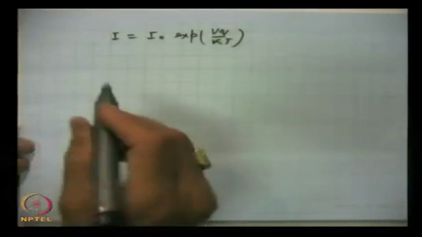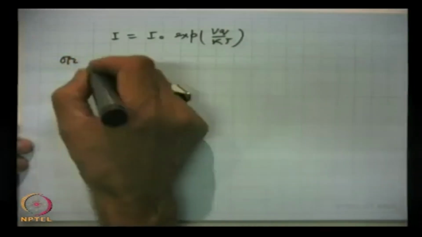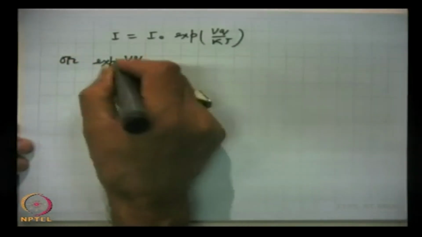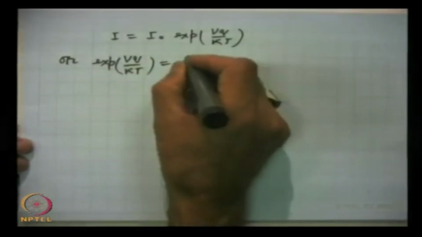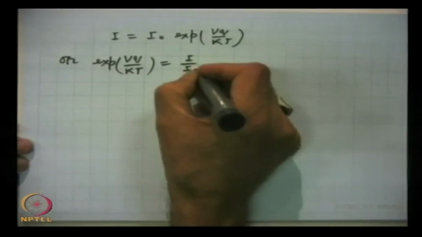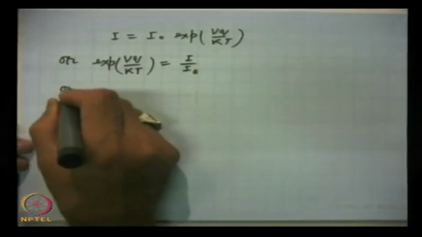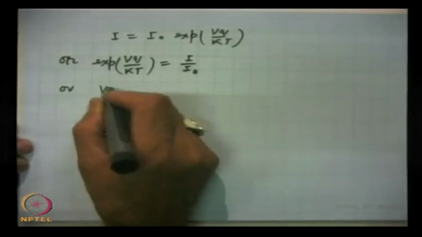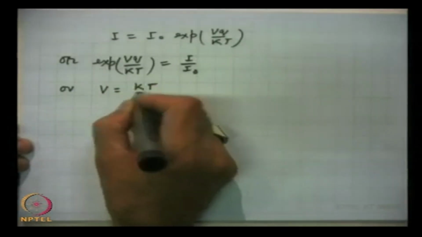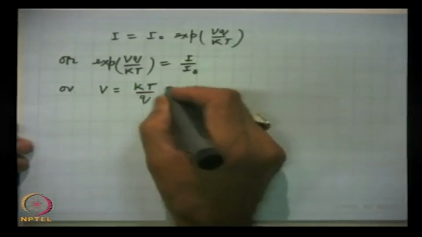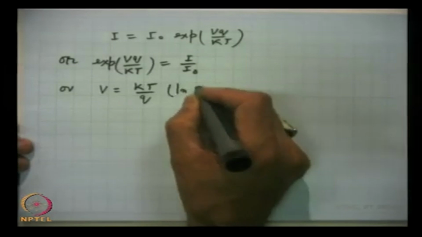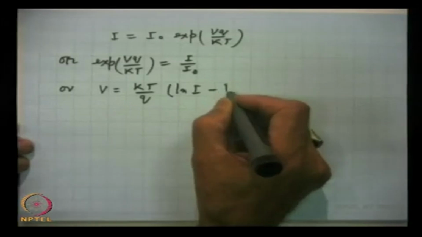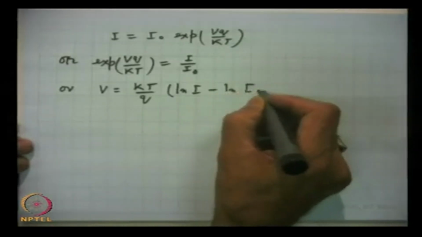From here, exponential (VQ by KT) is equal to I by I0, or we take log of both sides: V equals KT by Q into (log I minus log I0).